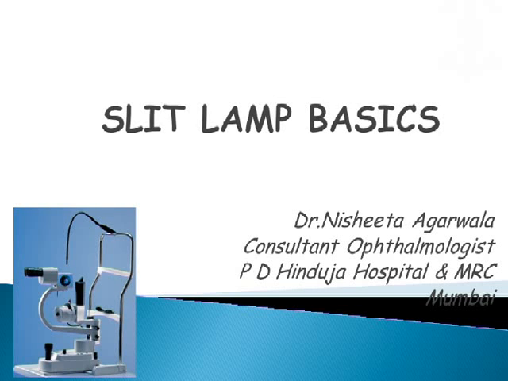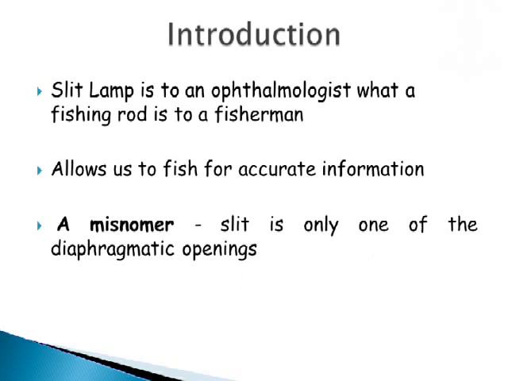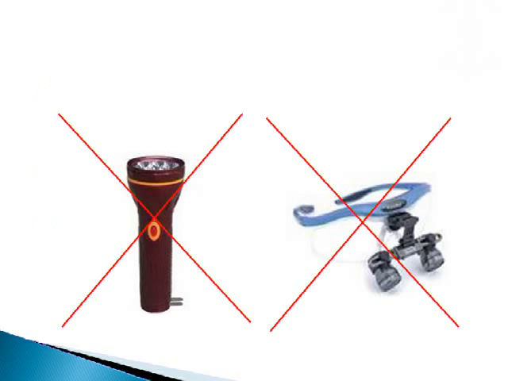Now, the slit lamp is to an ophthalmologist what a fishing rod is to a fisherman. It allows us to fish for accurate information from the eye. Actually, it's a misnomer because slit is only one of the diaphragmatic openings there. So it is actually a misnomer when we say slit lamp. Like I said, apart from torchlight examination and loupe examination, we are essentially now seeing all our patients on the slit lamp.